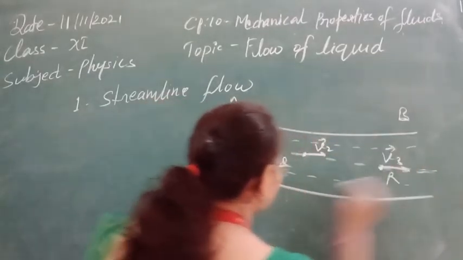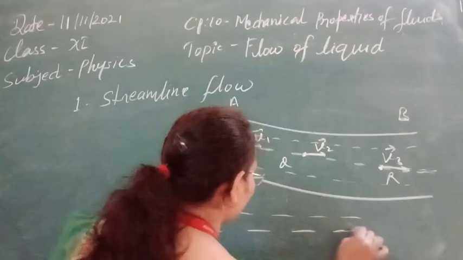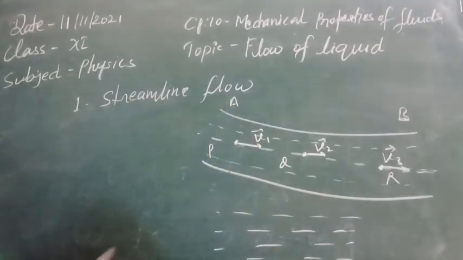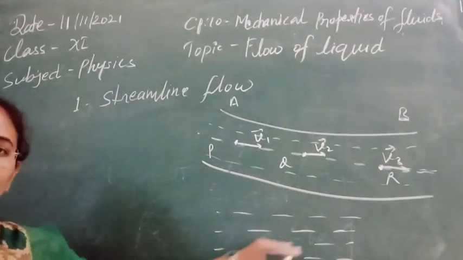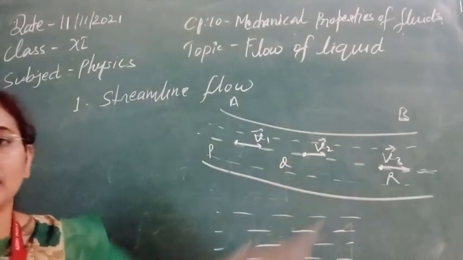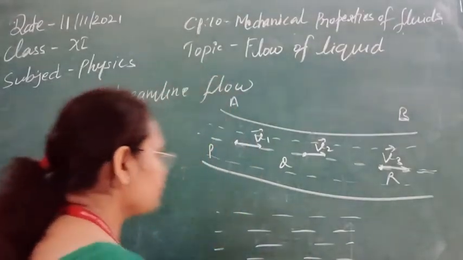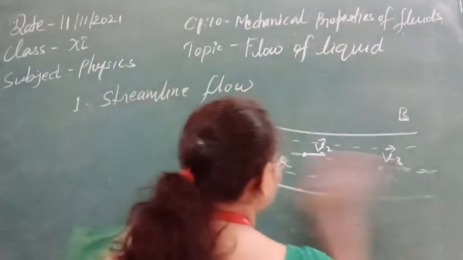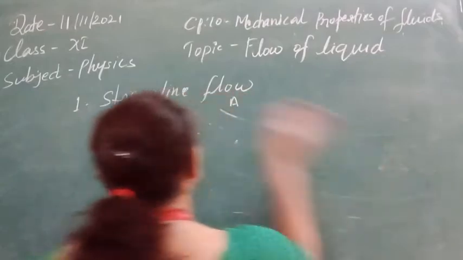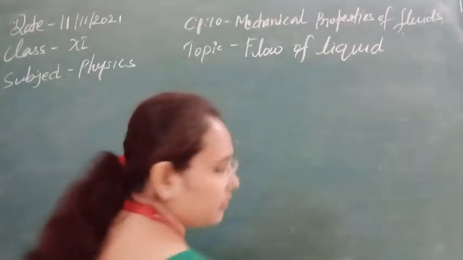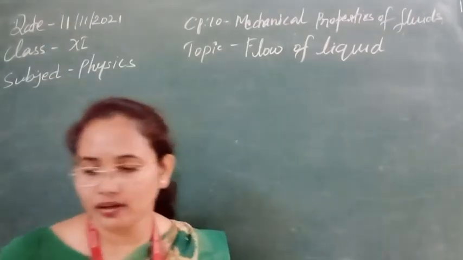Suppose in a horizontal tube we have a number of liquids that are flowing in such a way that it is a straight line, as you can see, but in this case it can be curved. That depends on the tube in which it is flowing. So this is the very ordered flow, that is streamline flow, in which the liquid is flowing in a very precise, very ordered manner.